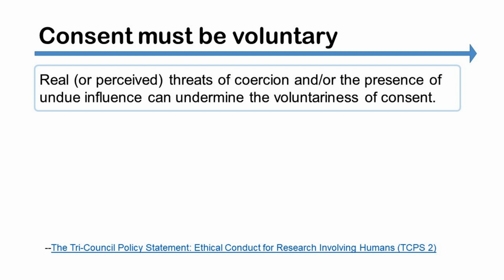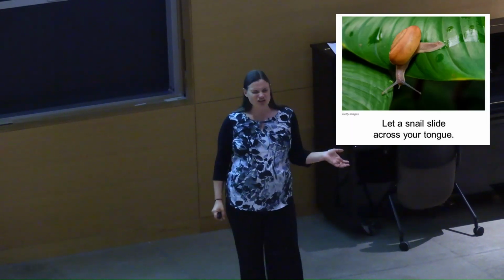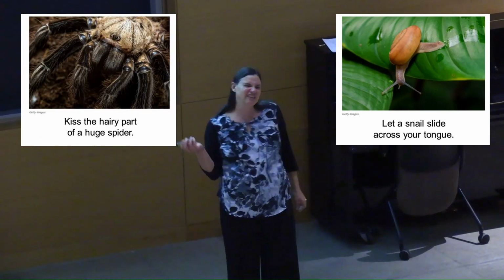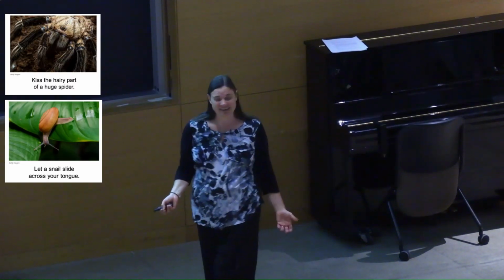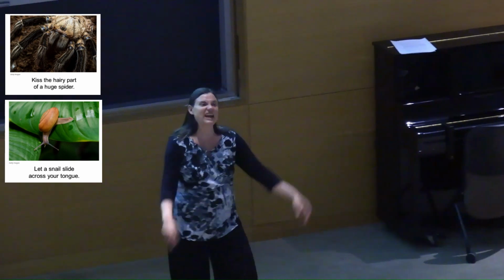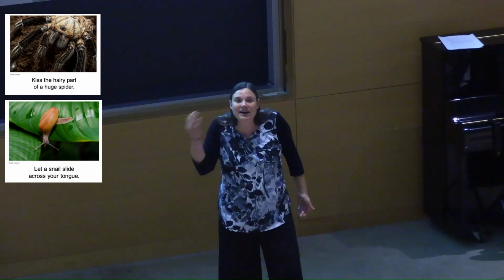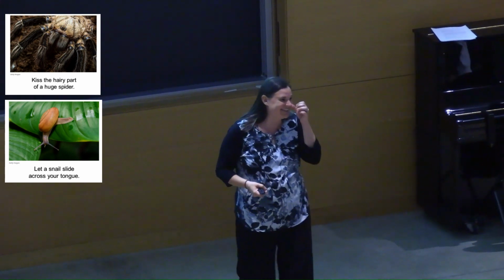voluntariness of consent. My teenagers love to play this game like, what would you do? And then they ask me something like, would you rather a snail crawl across your tongue or you have to kiss a spider on the furry parts? And I'm like, neither. And then they're like, gun to your head, what would you do? And I'm like, who's going to put a gun to my head and ask me to do this? The kids, right?